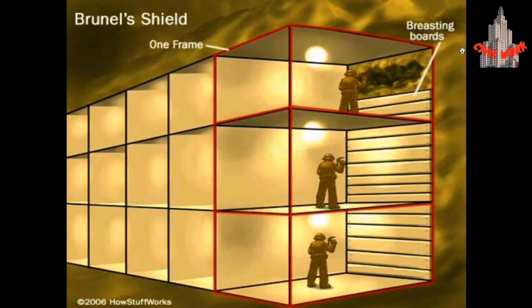Here we can see the Brunel shield. It is a shield which is inserted in the tunnel. Then it has multiple sections. Here we have the first section where three workers are working. They are giving the supports for the tunnel, which is necessary for safe operations. These are the breasting boards.